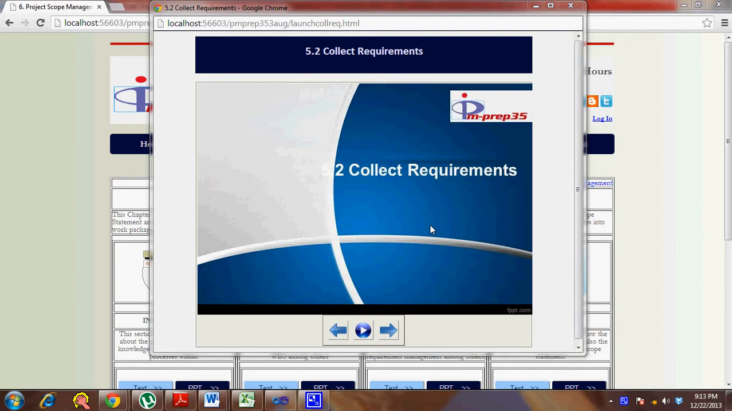In this session, I am going to cover the collect requirements process, which is part of the project scope management knowledge area. This process is a planning process. It falls in the planning process group, and it understandably deals with the creation of the requirement documentation and the requirement traceability matrix.